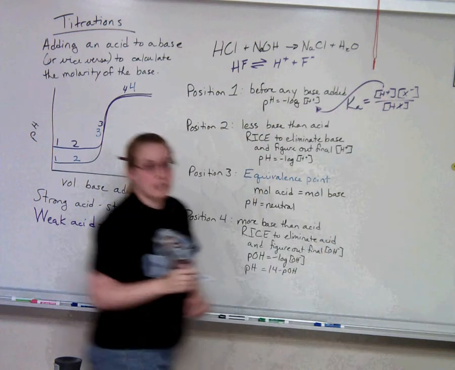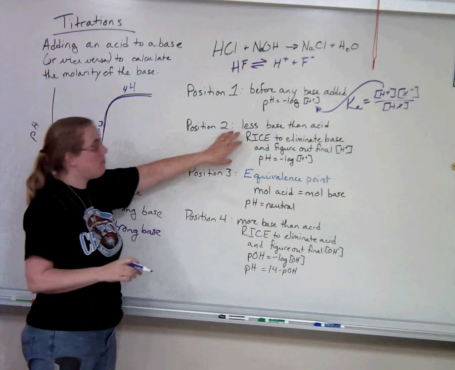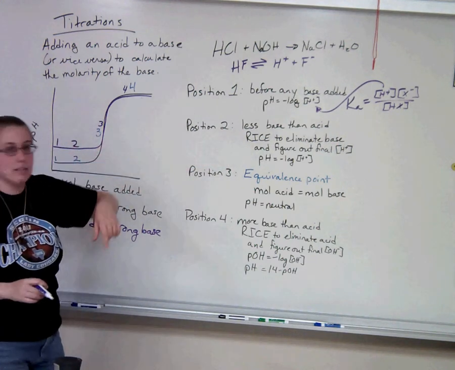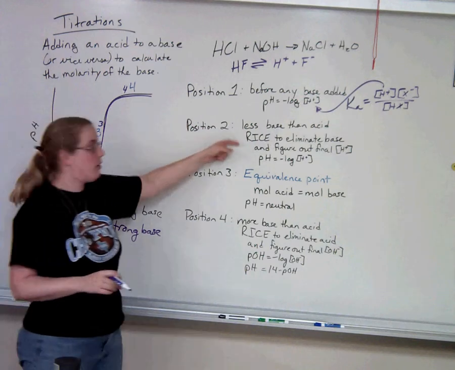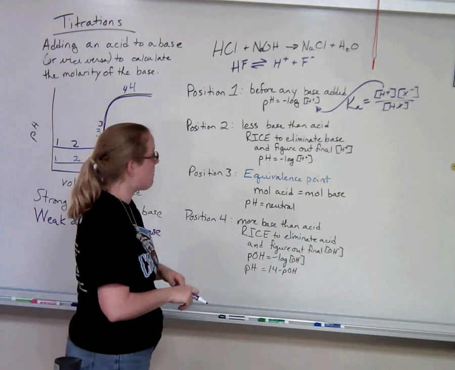So that's position 1. Position 2, we've added some base, but not as many moles as the acid. Again, we need to use a rice table to eliminate the base to figure out what our hydrogen ion concentration is going to be.